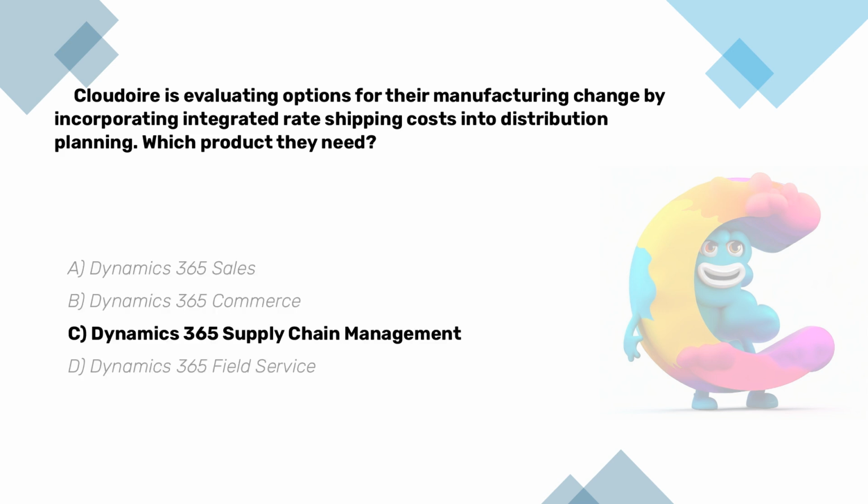Dynamics 365 Supply Chain Management is specifically designed to handle the entire supply chain, including logistics, distribution, and shipping. It provides features related to integrated rate shipping, which allow companies to automatically calculate shipping costs based on real-time factors, such as fuel prices. This directly addresses the company's goal of optimizing shipping costs through a dynamic pricing model, making it the most suitable choice among the options provided.